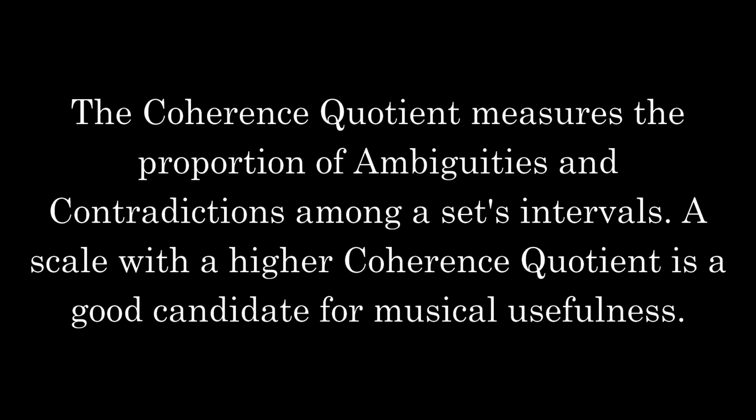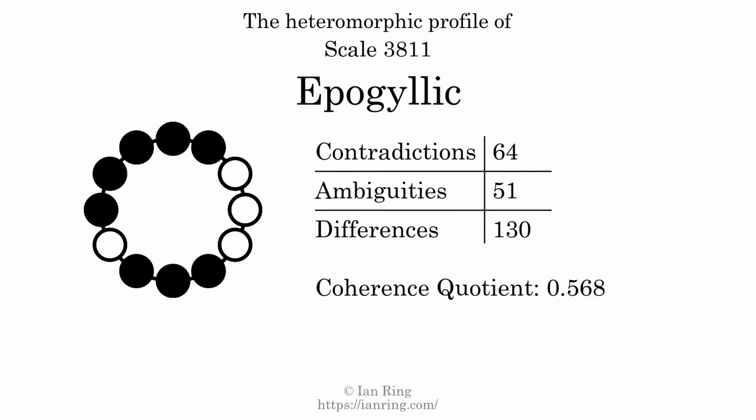The coherence quotient measures the proportion of ambiguities and contradictions among a set's intervals. A scale with a higher coherence quotient is a good candidate for musical usefulness. The coherence quotient is 0.568.